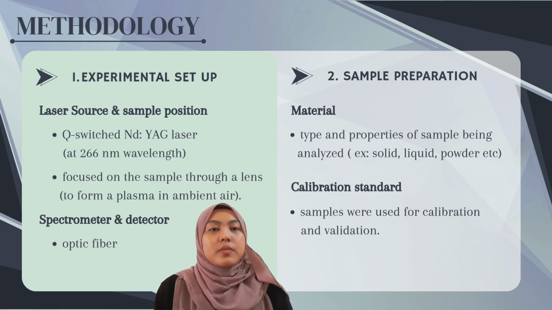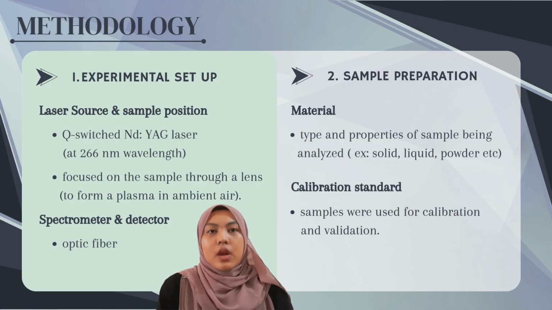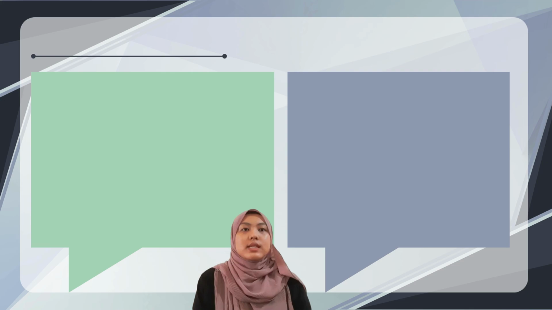The second step is sample preparation. Material: the sample being analyzed, and the type and properties of it, either solid, liquid, or powder. Next, calibration standard. The samples in LIBS were used for calibration and validation, which means the samples were used to build the calibration model or to verify the predictive performance of the model.